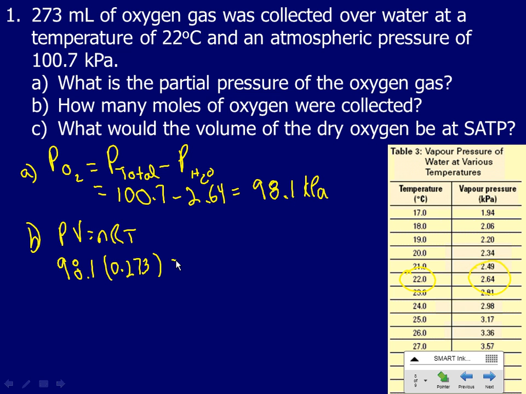Must be in liters. And we're looking for R. 8.314 on the back of your table if you can't remember it, but we'll use it quite a bit. And what do I need to put in here for T? 295, that's the 22 plus 273, right?